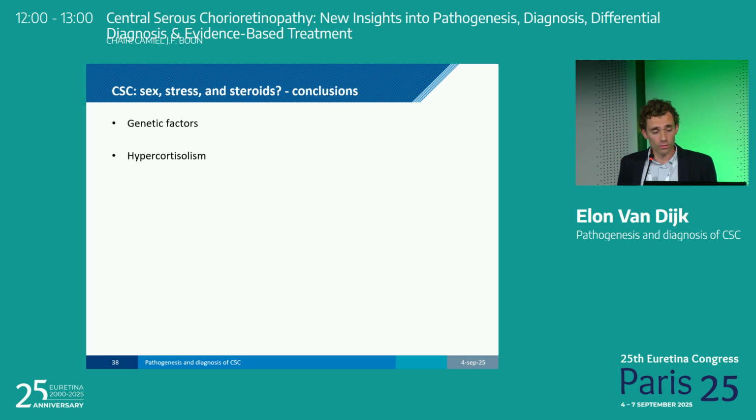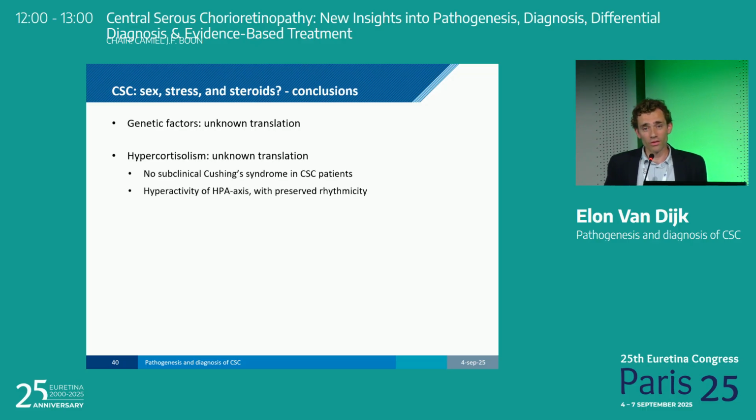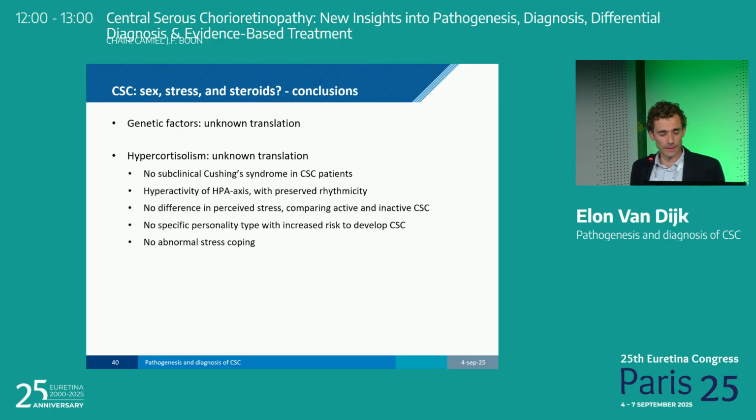So my conclusions: genetic factors are of importance, hypercortisolism is of importance, but the exact translation to real life is a bit challenging. There is no subclinical Cushing syndrome in general in CSC patients. Still, you could consider referring a few of your patients when you don't understand other systemic complaints. There is some hyperactivity of the HPA axis, but preserved rhythmicity. So the translation to what it means for your patients is a bit challenging.